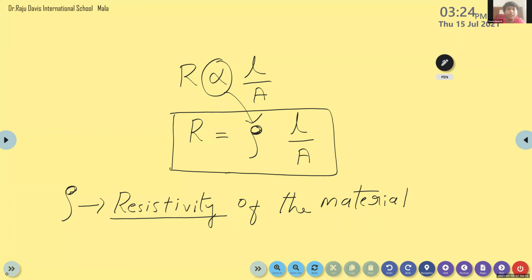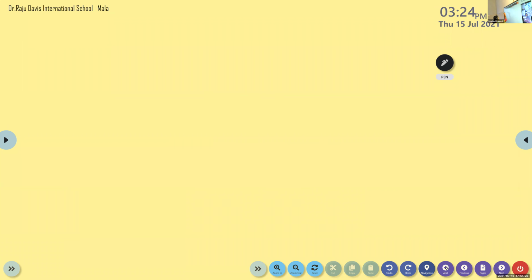Okay. Now we can define what we mean by resistivity. That is what we are going to discuss next. Resistivity. All of you write the next subheading: Resistivity. Nirubama, what is the letter to represent this resistivity? Rho is used to represent the resistivity of the material.